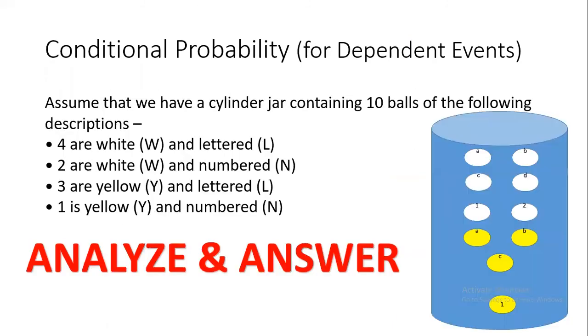Here, I have an example. Assume that we have a cylinder jar containing 10 balls of the following. So yung jar natin contains 4 white lettered. White ball siya, tapos may letter. Ilan sila? 4. A, B, C, D. We have 2 whites and numbered. White ball siya and numbered. And we also have 3 yellow lettered. Yellow, tapos may letter A, B, C. And 1 yellow numbered. Making how many balls? 10, ma'am. 10 balls in total. So that's the given problem.